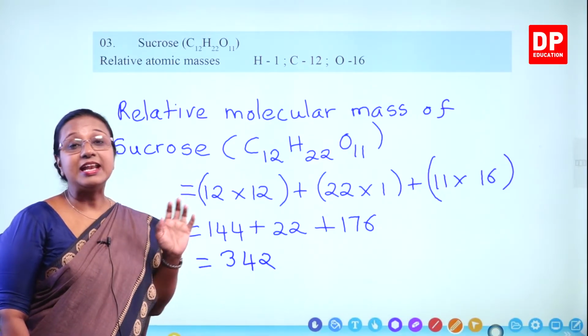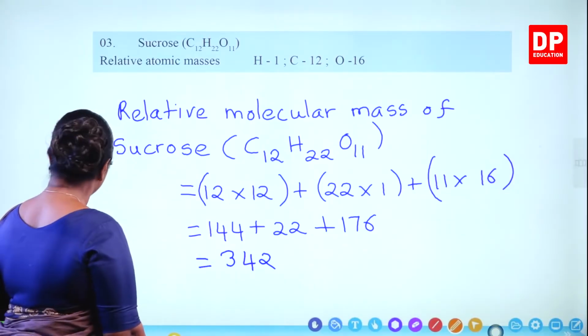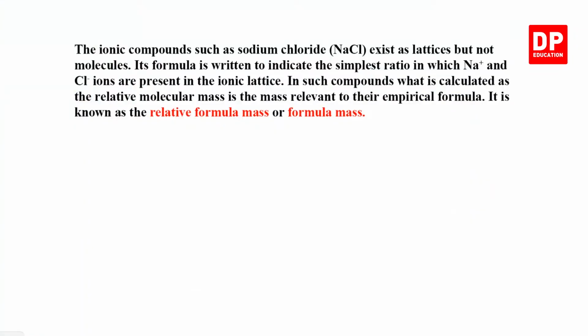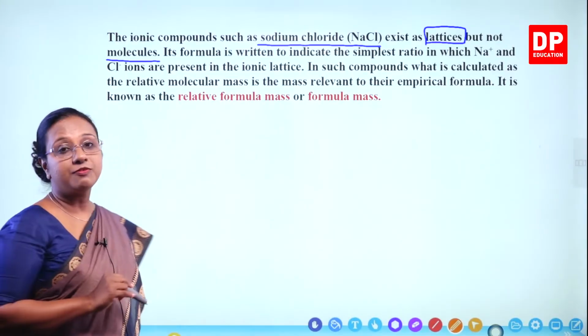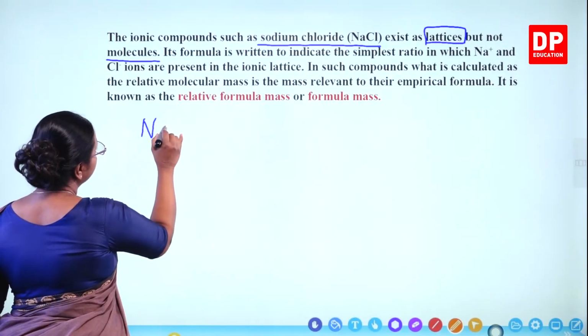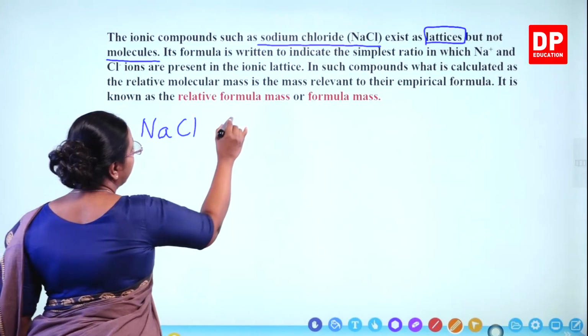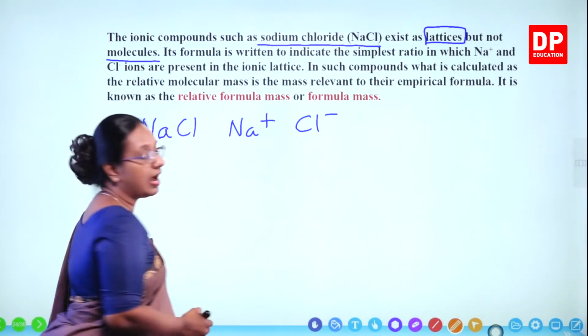But you know that there are ionic compounds in nature. Now we will see what they are. Ionic compounds such as sodium chloride exist as lattices, but not molecules. They are not in the form of molecules. So if we take sodium chloride, this is made up of sodium ions and chloride ions.